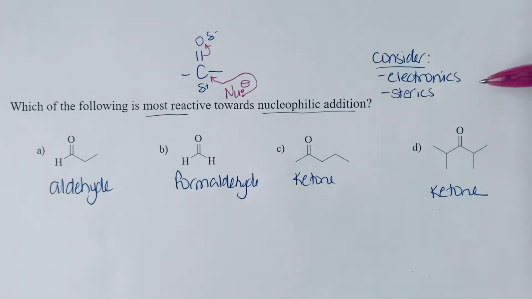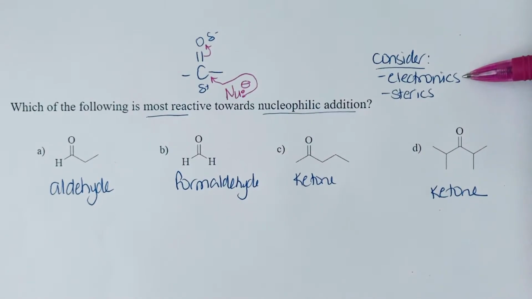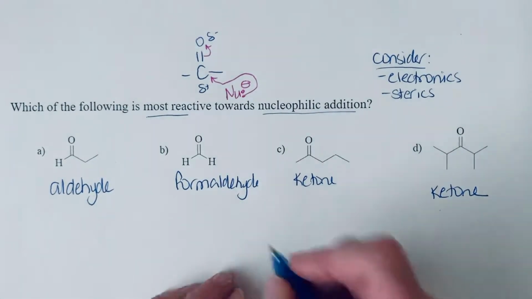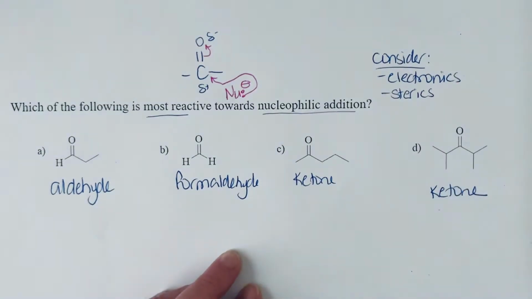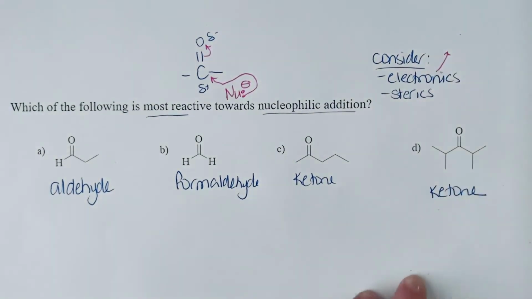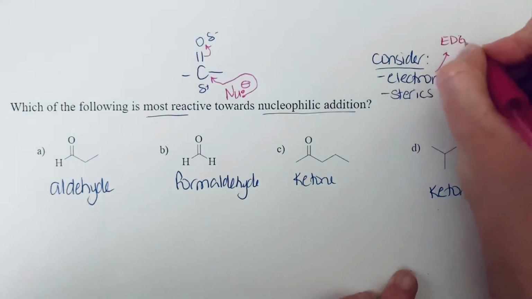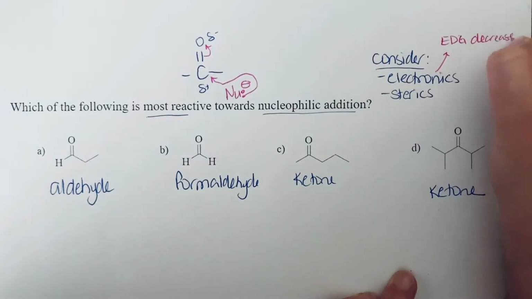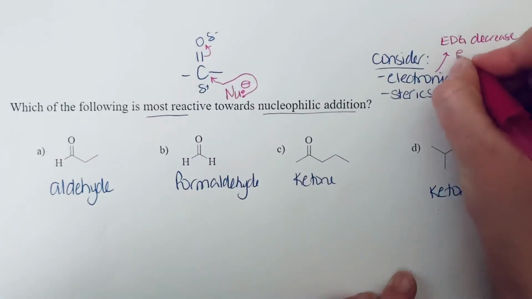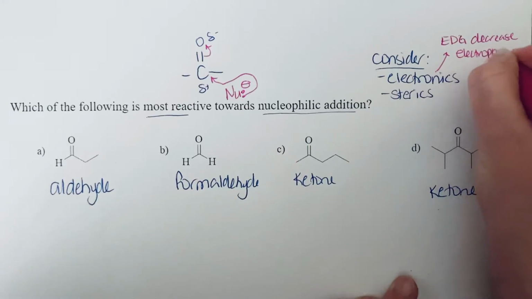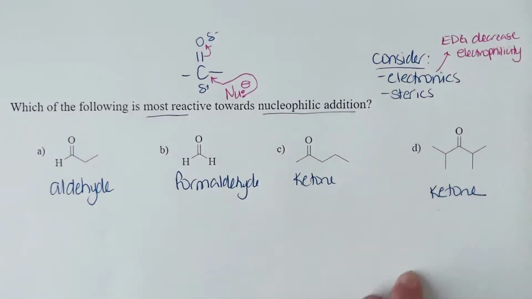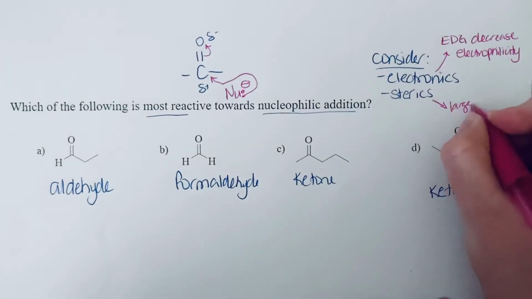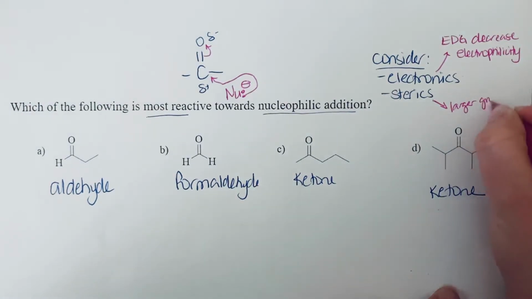Okay, so for electronics, electron donating groups would make the carbonyl less reactive. So let's just build off of this. So electron donating groups decrease electrophilicity. Okay. And in terms of sterics, we're just going to say that larger groups block the nucleophilic attack, or just block the nucleophile. So in that case, it would be less reactive.